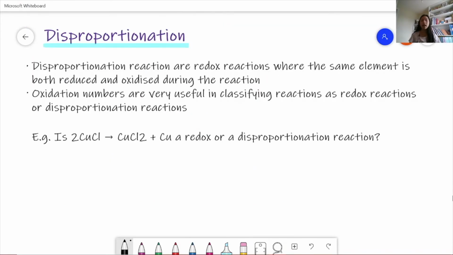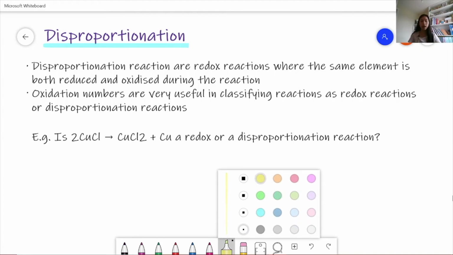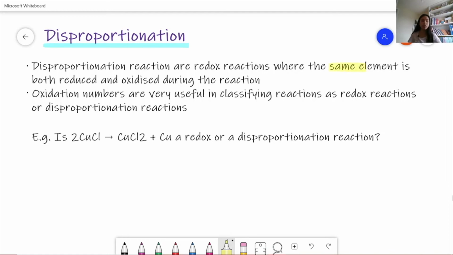Now we're going to look at a specific type of redox reaction, which is a disproportionation reaction. So they are reactions where the same element is both reduced and oxidized during the reaction. And you'll need to know this definition. And oxidation numbers are very useful in classifying reactions as redox reactions or disproportionation reactions.